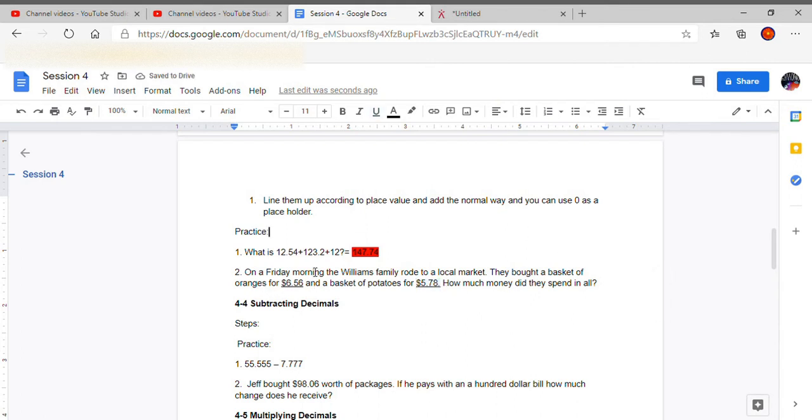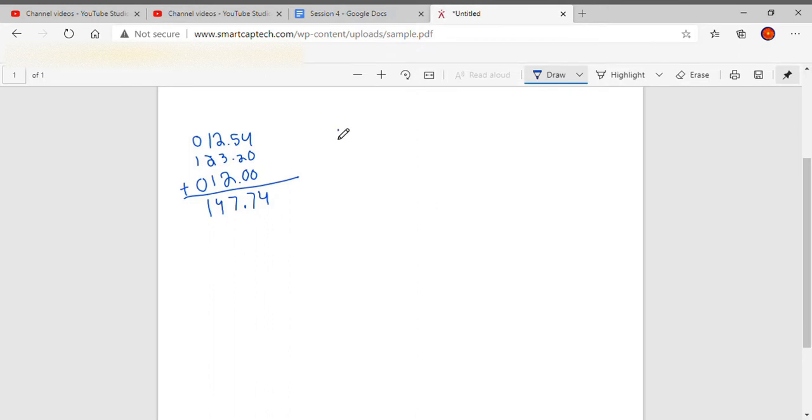So we know we have to add this because it says spend in all. So 6.57 plus 5.78. All right, it's already lined up, so we don't need any zeros. 15, then 13, then 12. So the answer would be $12.35. So it's very simple, like normal addition.